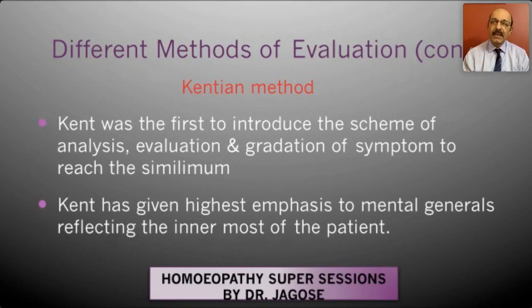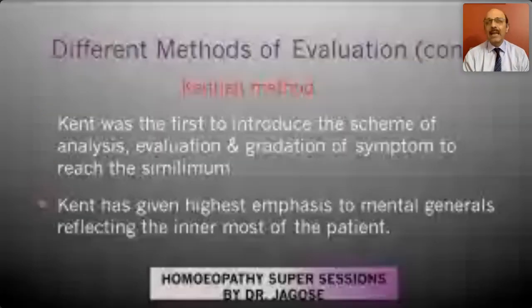But Kent disagreed with that. He said that initially the mind is deranged, that is the inner man, that is the will and the understanding, and then from there it goes on to the physical body. So that is the difference between the Kentian approach and the Hahnemannian approach regarding the sick.